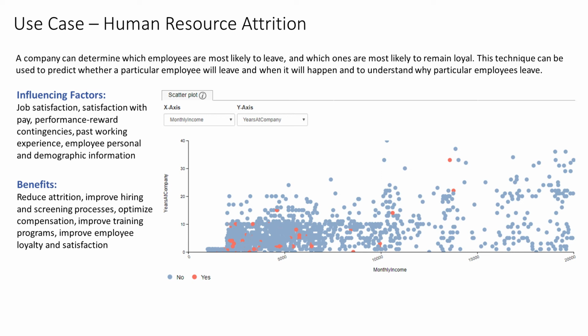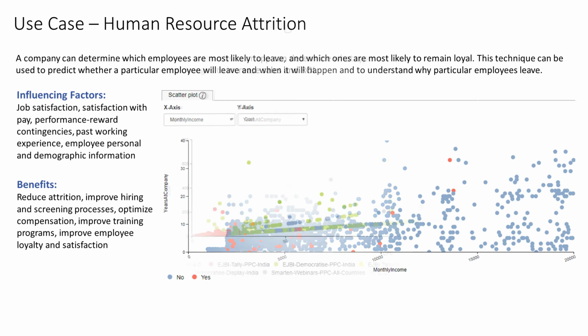By reducing employee turnover, the business can improve hiring and screening processes, optimize existing human resources and compensation, improve training programs, and increase employee loyalty and satisfaction. For this business use case, the business might use the binary logistic regression technique.